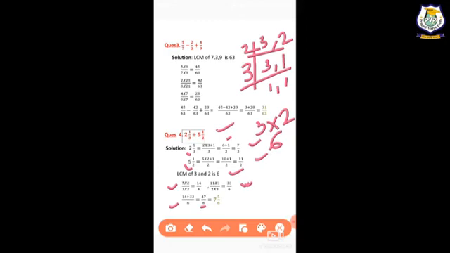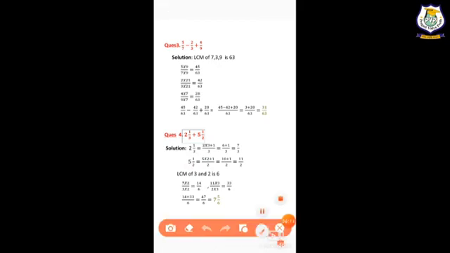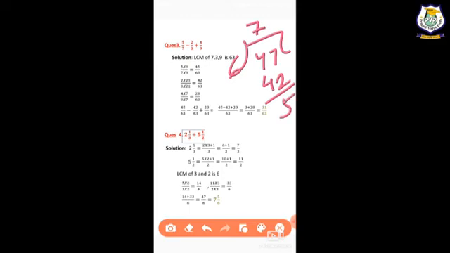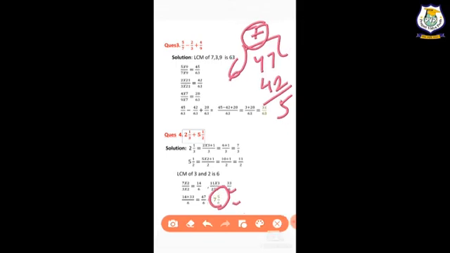Now we will have to convert it into the mixed fraction. So 47 and 6. In the 6 table, 7 times 42 and 5 is remaining. The remainder is the numerator, 6 stays as it is in its place, and the quotient is our whole part. So it's 7, 5 by 6 is our answer.